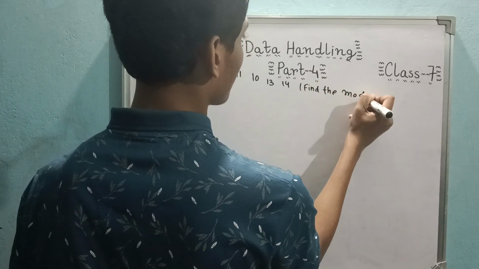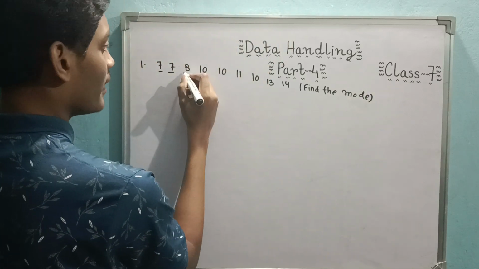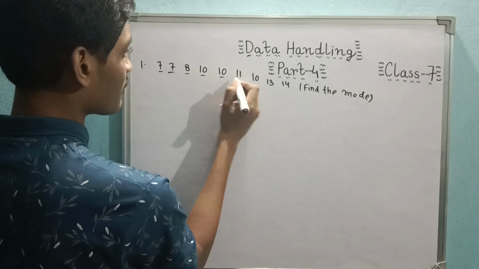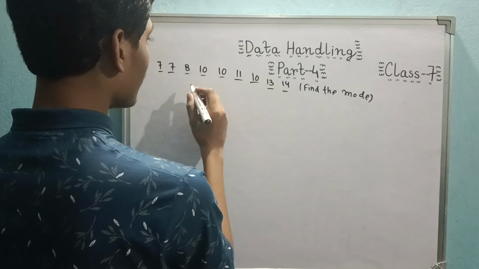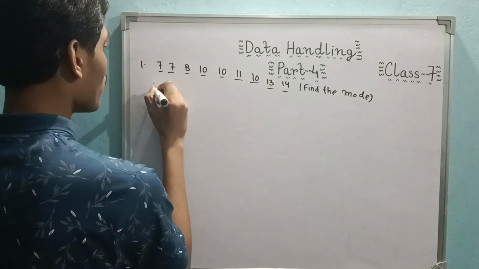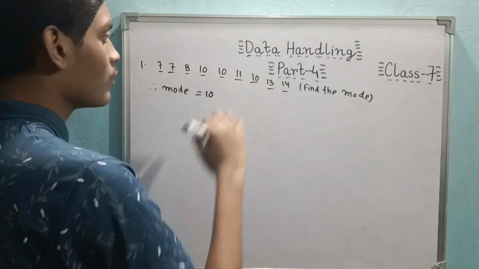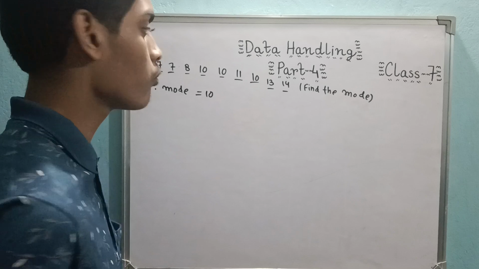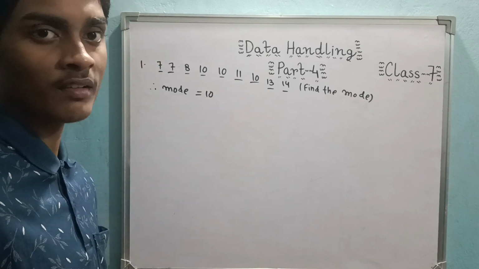Now just see which number is repeated the most. 7 is repeated 2 times. 8 is repeated once. 10 is repeated thrice. 11 once, 13 once, 14 once. So we see that the number 10 is repeated the most number of times. Therefore, mode equals 10. You have to just see which number is used the most number of times, or which number has the largest frequency. That is the mode only, nothing else you have to do.